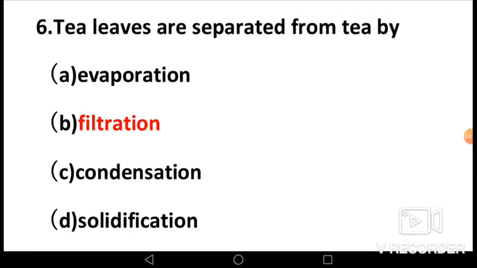Tea leaves are separated from tea by, the answer is filtration, because in the separation of tea leaves from tea we use a strainer, which is an example of filtration.